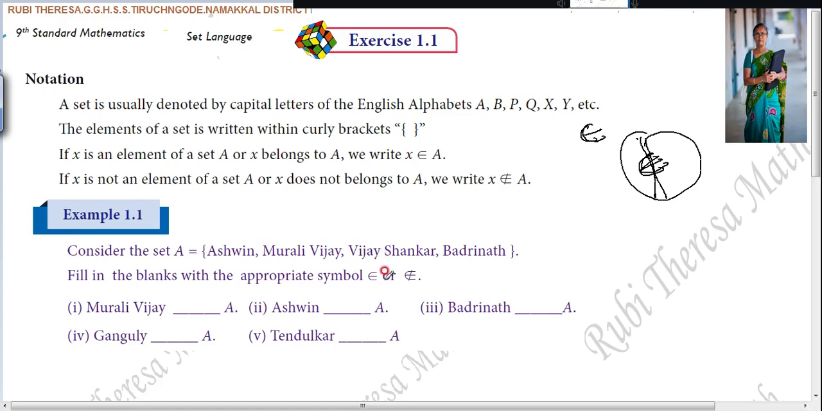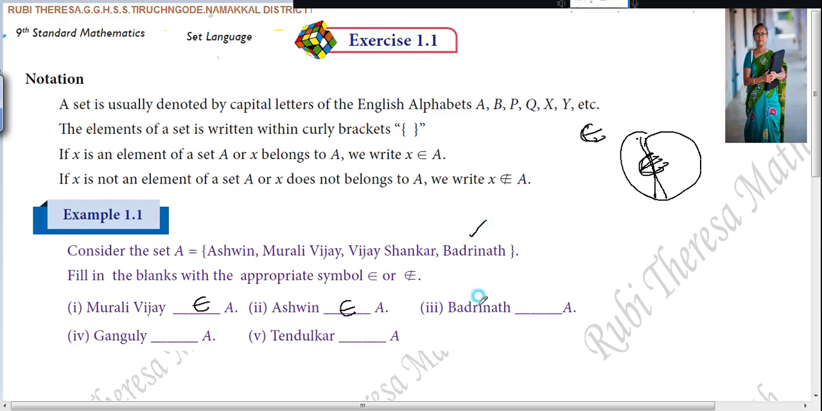Whether it is an element of the given set or not an element of the given set A. So, Murali Vijay, check whether it is present in the given set. Yes, Murali Vijay is there. So, Murali Vijay is an element of set A, otherwise, Murali Vijay belongs to set A. Next, Ashwin. Yes, Ashwin is there in set A. So, Ashwin is an element of set A, otherwise, Ashwin belongs to set A.